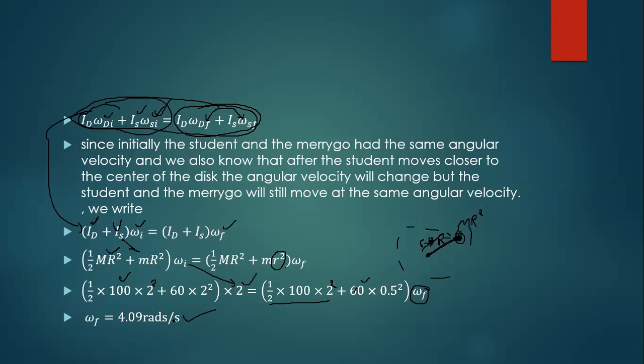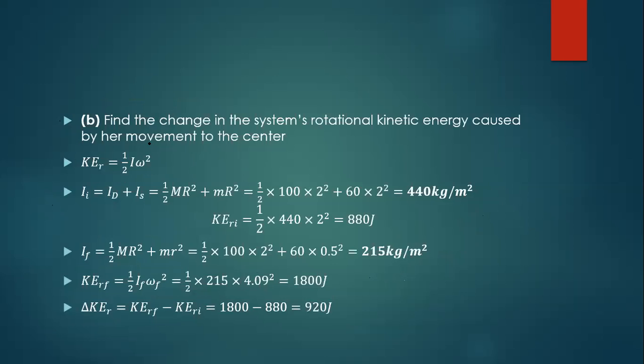So what part B is saying is, find the change in the system's rotational kinetic energy caused by her moving to the center. What is the change in the kinetic energy? We know that kinetic energy for angular motion is 1/2.